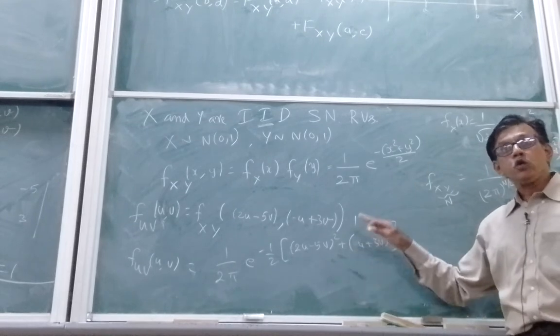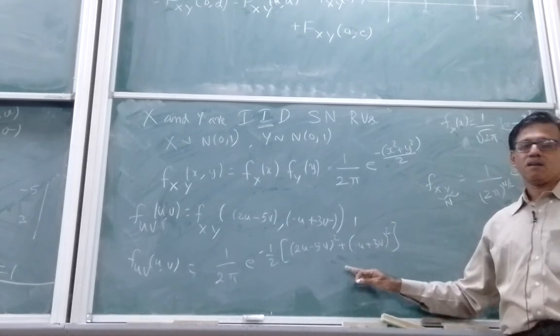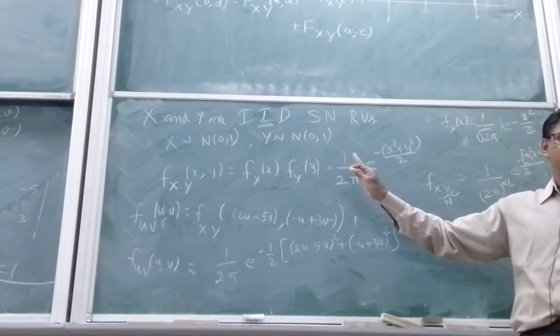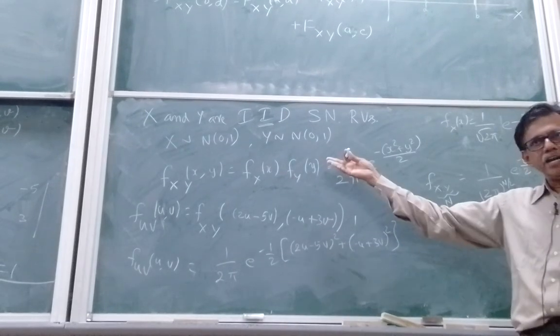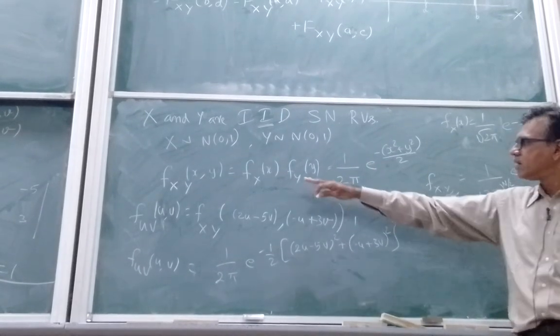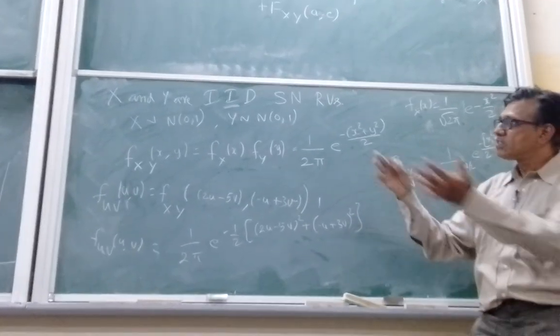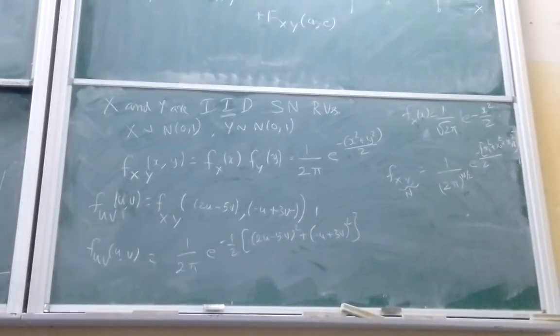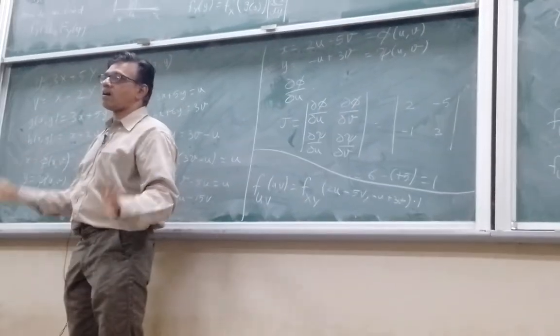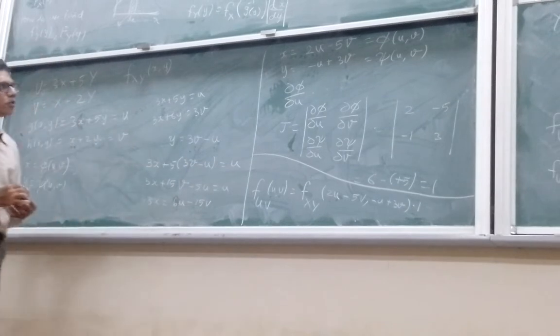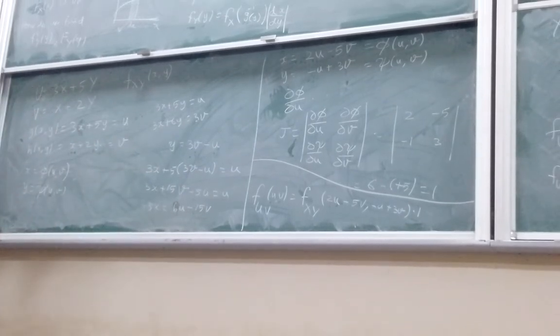Which means that u and v are correlated, whereas x and y are uncorrelated. If they are independent, they are definitely uncorrelated. But here they are correlated. This mixes the random variables, and therefore they are correlated. So that is something which I have noted.